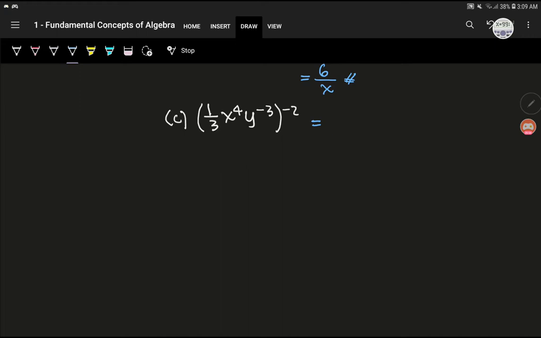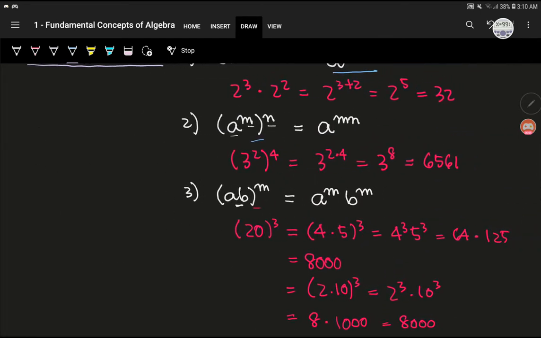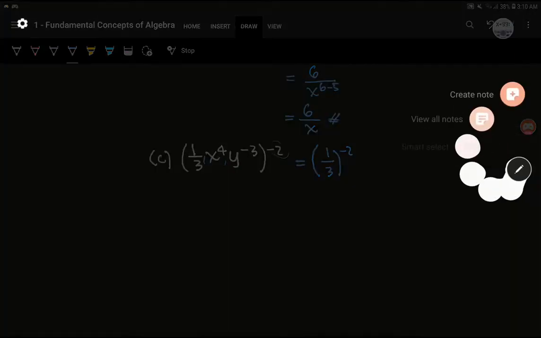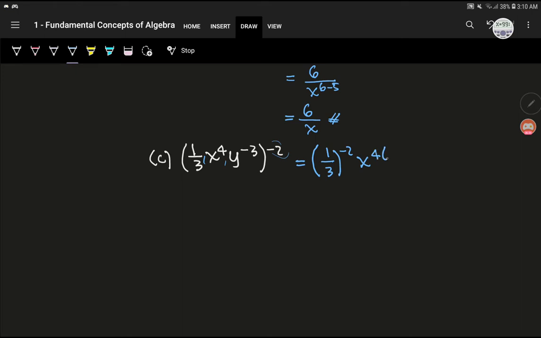First, we remember that we have indices trapped in a bracket, and outside the bracket is another index. So we use the second law here. So we expand the indices. When I say expand the indices, I mean that each term here will receive this index negative 2. So we rewrite it as 1/3 to the power of negative 2, and then x to the power of 4 multiply with negative 2, y to the power of negative 3 multiply with negative 2. So the first term, 1/3 to the power of negative 2, means 1 to the power of negative 2 over 3 to the power of negative 2.